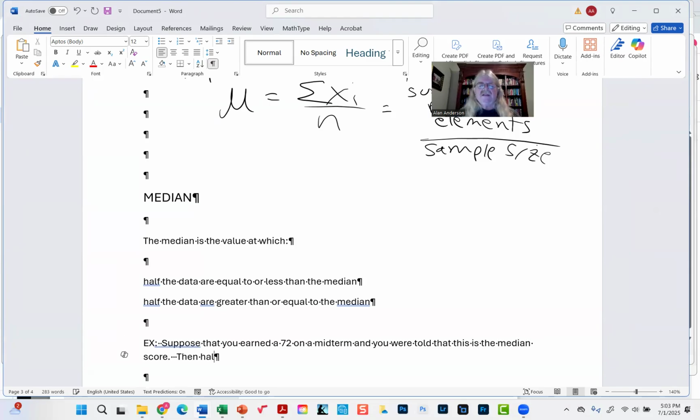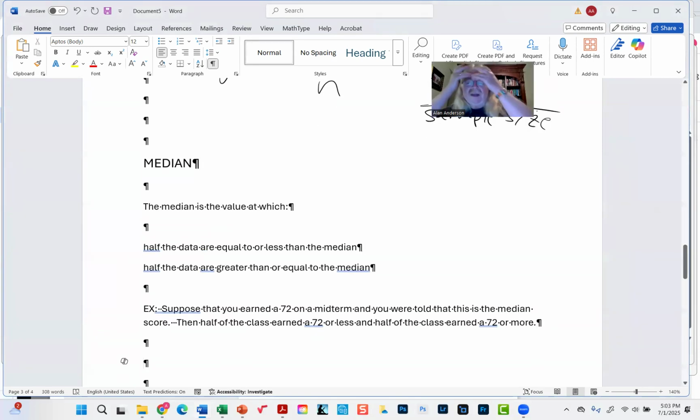Then half of the class earned a 72 or less, and half of the class earned a 72 or more. So that's not that great. You're right smack in the center. Whatever, sometimes these things happen. But sometimes you hear incomes being described in terms of medians.